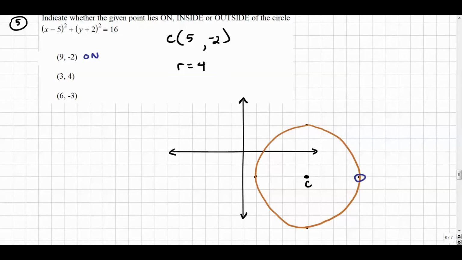3, 4. From the center again, always start from the actual center of your coordinate system. 3, 4. 1, 2, 3. 1, 2, 3, 4 will be up here somewhere. I would say that lies outside of our circle. 6, -3. 1, 2, 3, 4, 5, 6. 1, 2, 3. And I would say that lies inside of our circle.